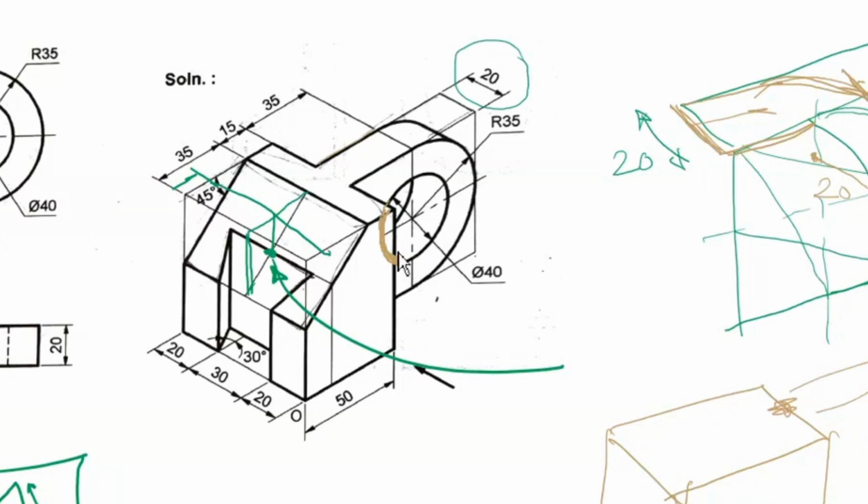Then there are two ways. Either you erase this afterwards, or while drawing only you remember that it has to be drawn till this point and this point. So then there is no need to erase it.